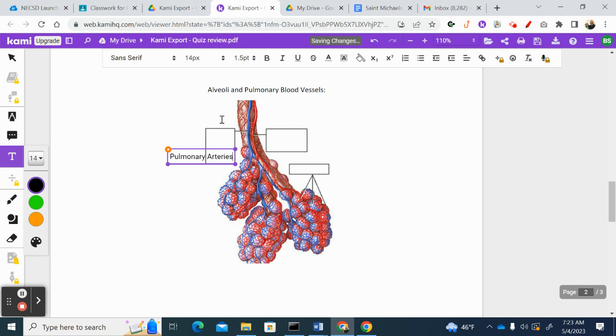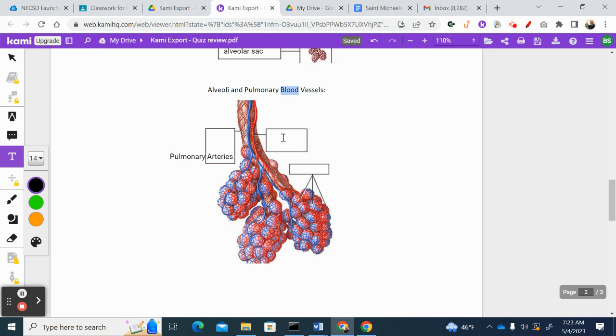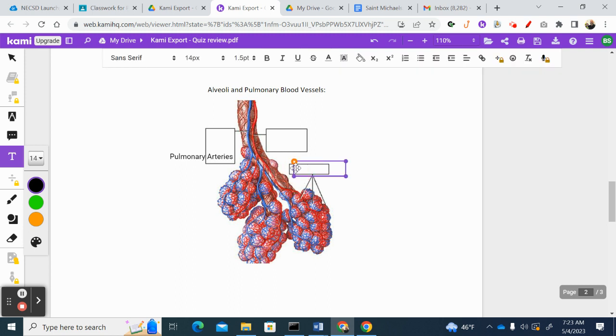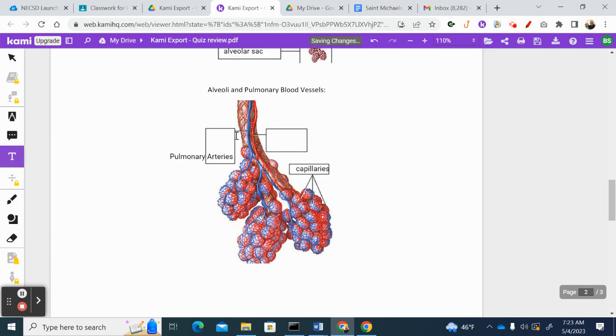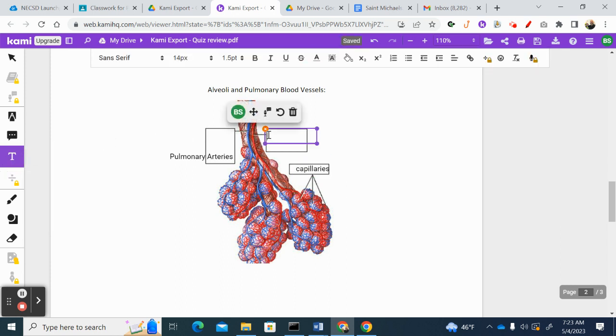Pulmonary arteries come down with deoxygenated blood. And then we have the capillaries that surround the alveolar sacs. And then the oxygenated blood goes back to the heart. Pulmonary veins.